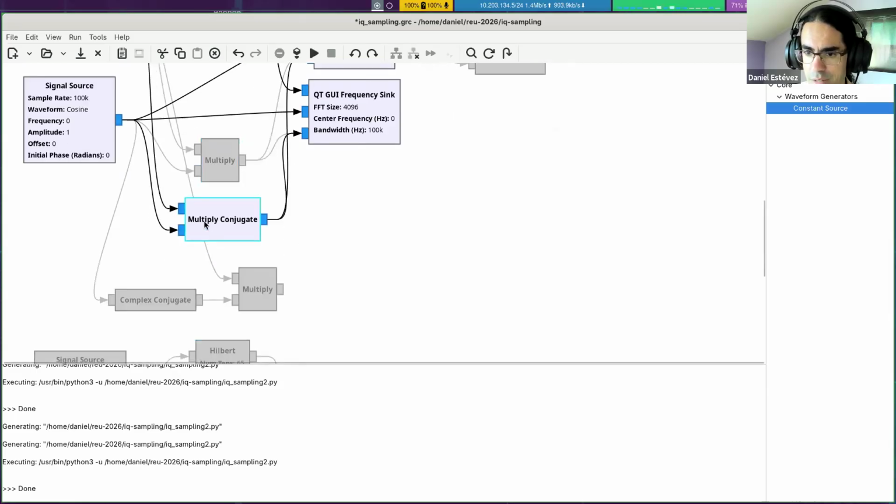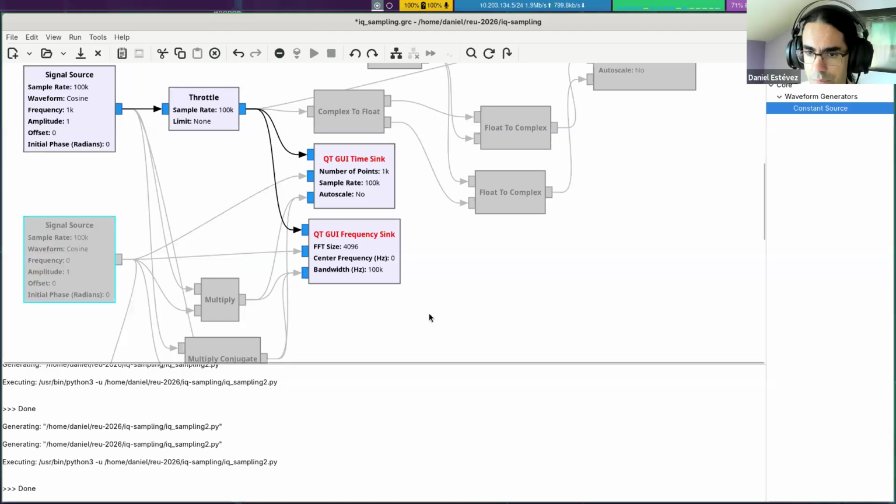And the second remark is this multiply conjugate is nothing else than doing a complex conjugate operation on the second term and then a multiply operation. So you could also see this multiply conjugate being performed like that. That's the only remark there.